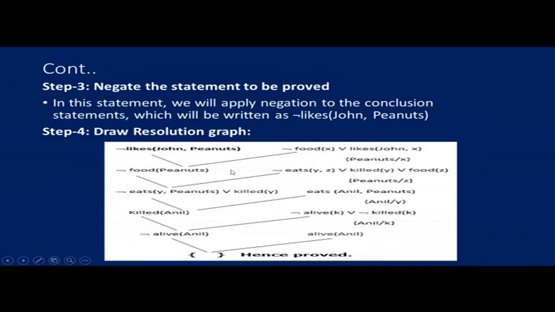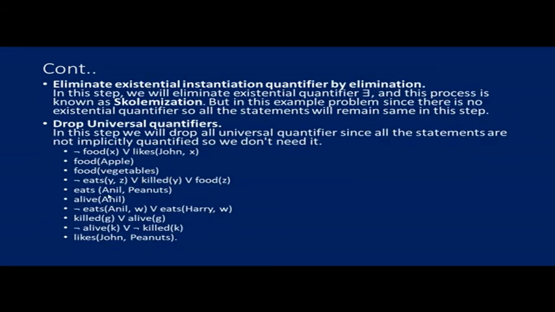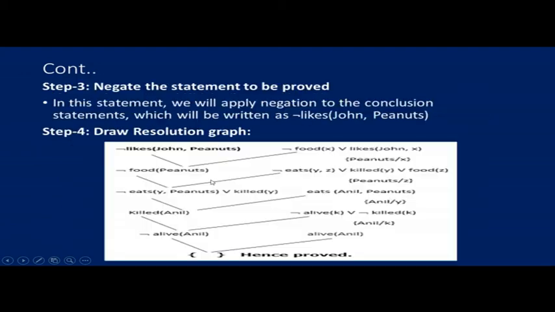So what is the thing here? After cancelling this, we get food of x. In the place of x, we are just taking peanut. So food of peanut. Next thing, what is the contradiction for this statement? So here, what is the negation of food? So food is the opposite of that negation. So taking that one, cancelling this and this. So taking z for peanut. So for unification applying here.